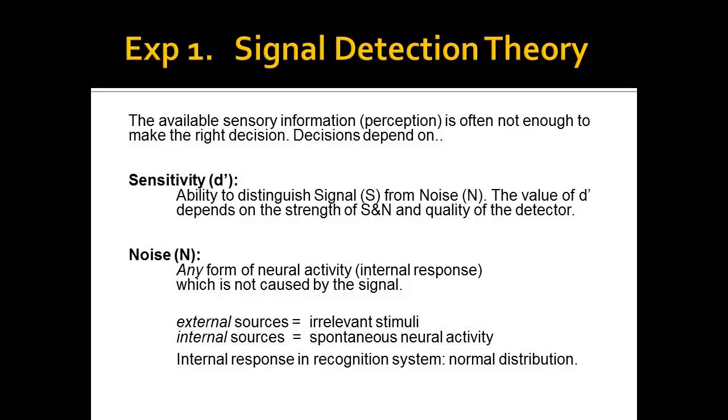So noise is any form of neural activity that is not caused by the signal. So that means that the neural activity can be the result of external sources like irrelevant stimuli, distracting stimuli, as well as internal sources like your mood or your mind wandering.